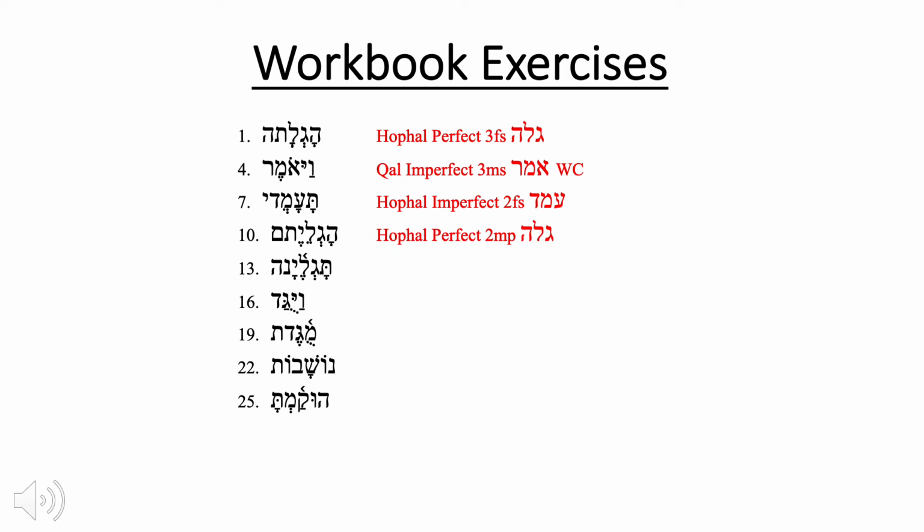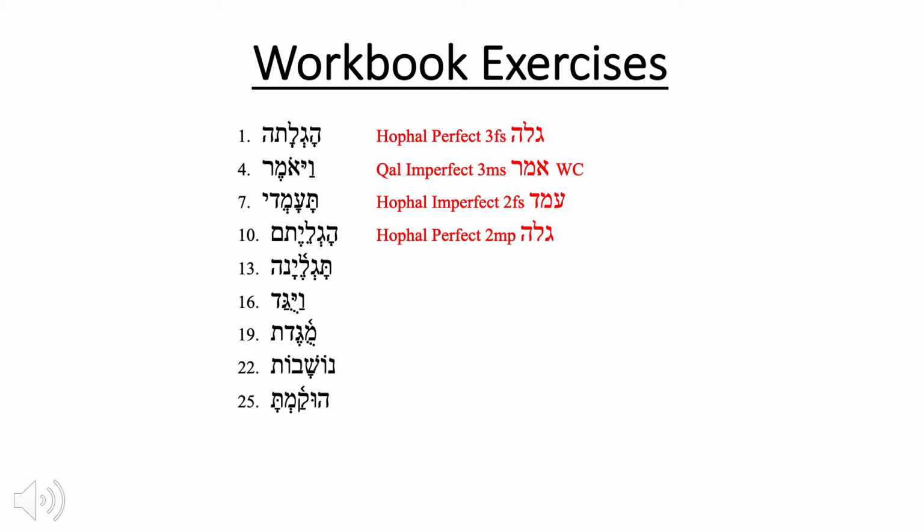Number 10 is a hafal perfect, second masculine plural. We know that this is a hafal because of the O class vowel under the hey. We also have the second masculine plural marking at the end, tam. Nothing else has changed, so this is a hafal perfect, not a hafal imperfect. Hey before tav always becomes a yod, which is why we have a yod after the lamed here.